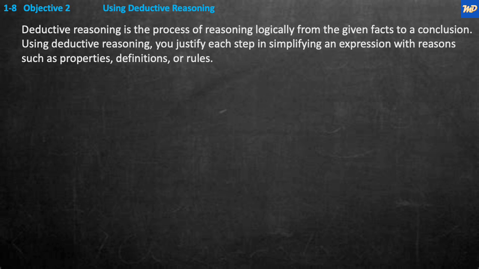Just like we did before, well, we said the additive property or whatever. We said the identity property of addition or the associative property of multiplication. Those are the reasons. That's part of deductive reasoning. So let's look at some of these.